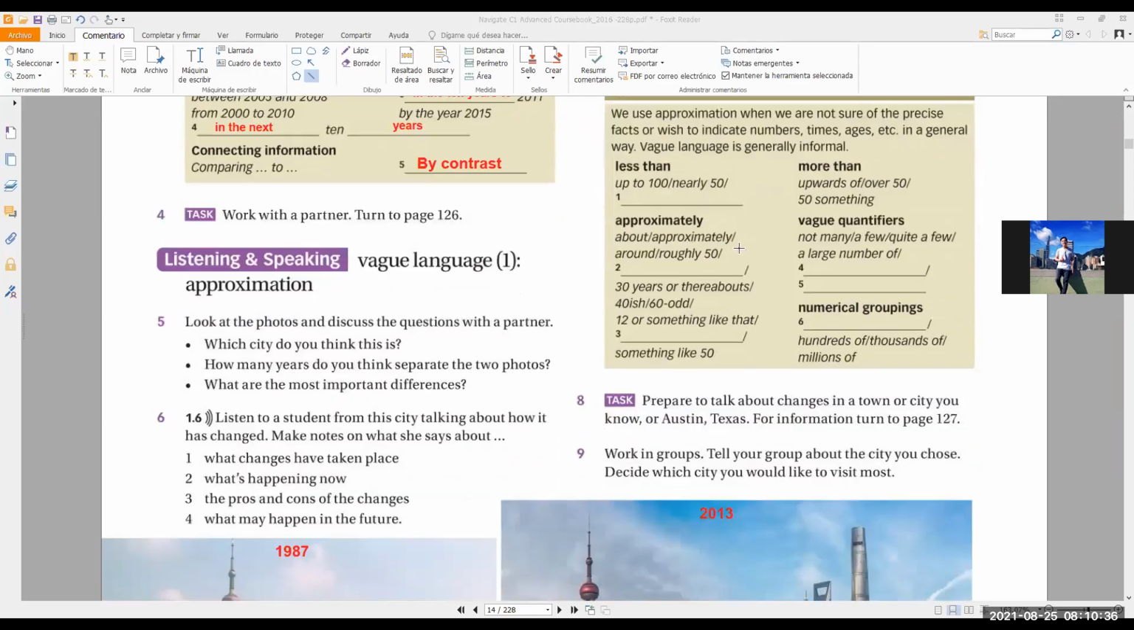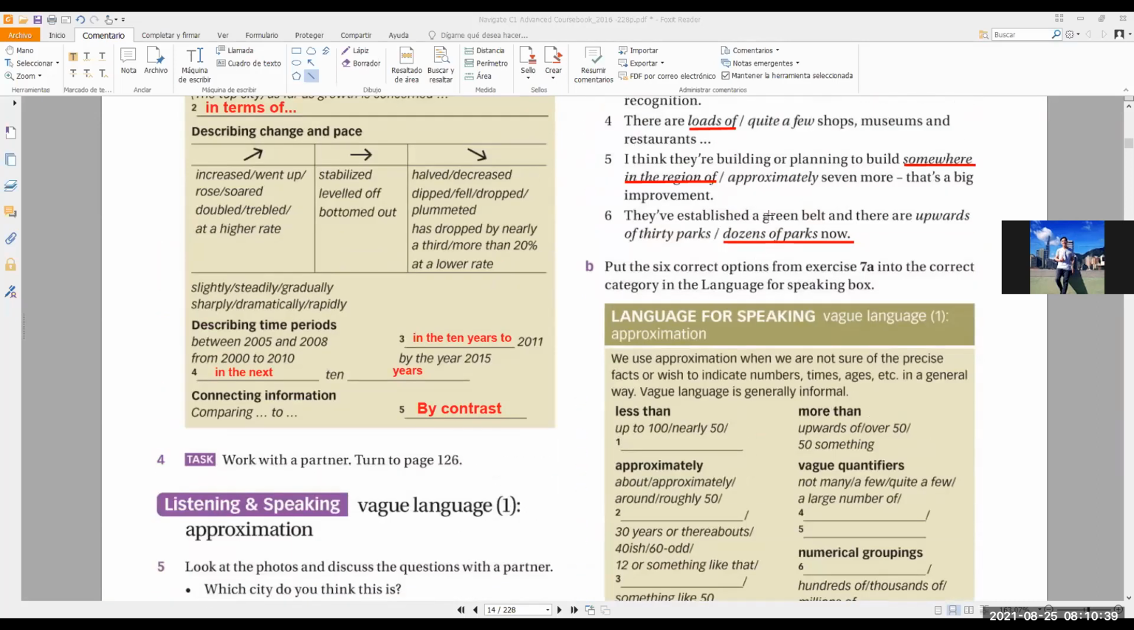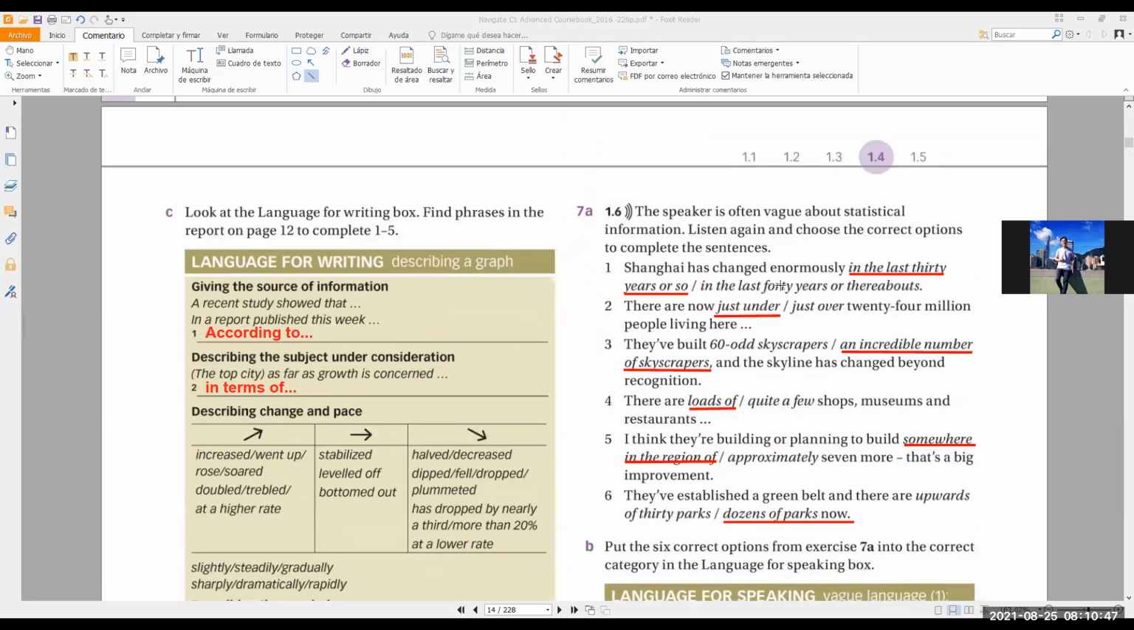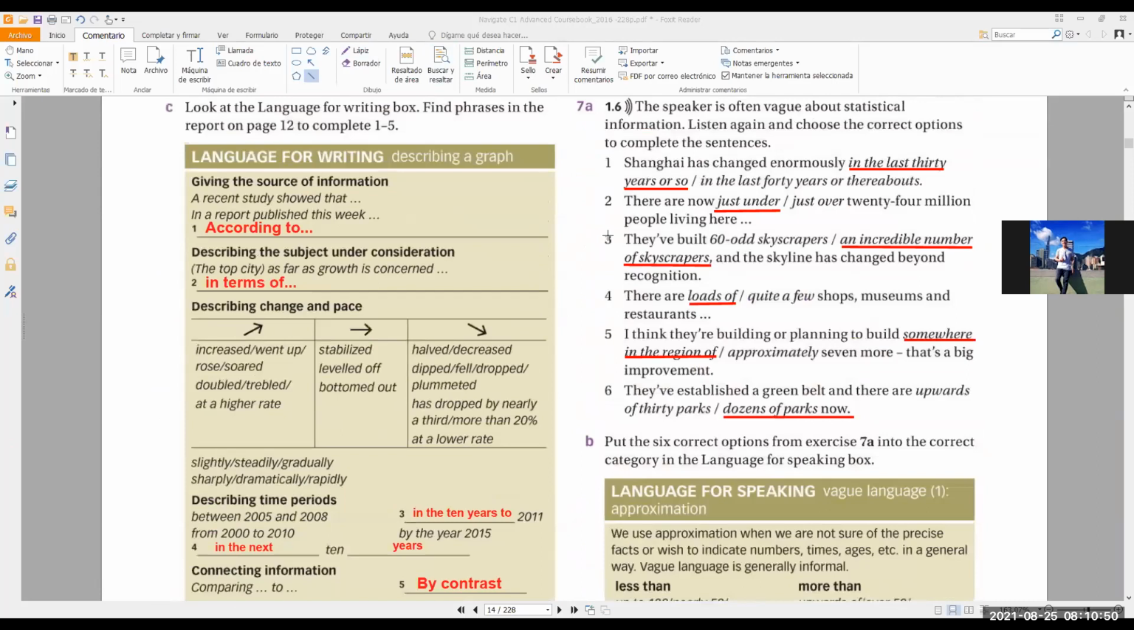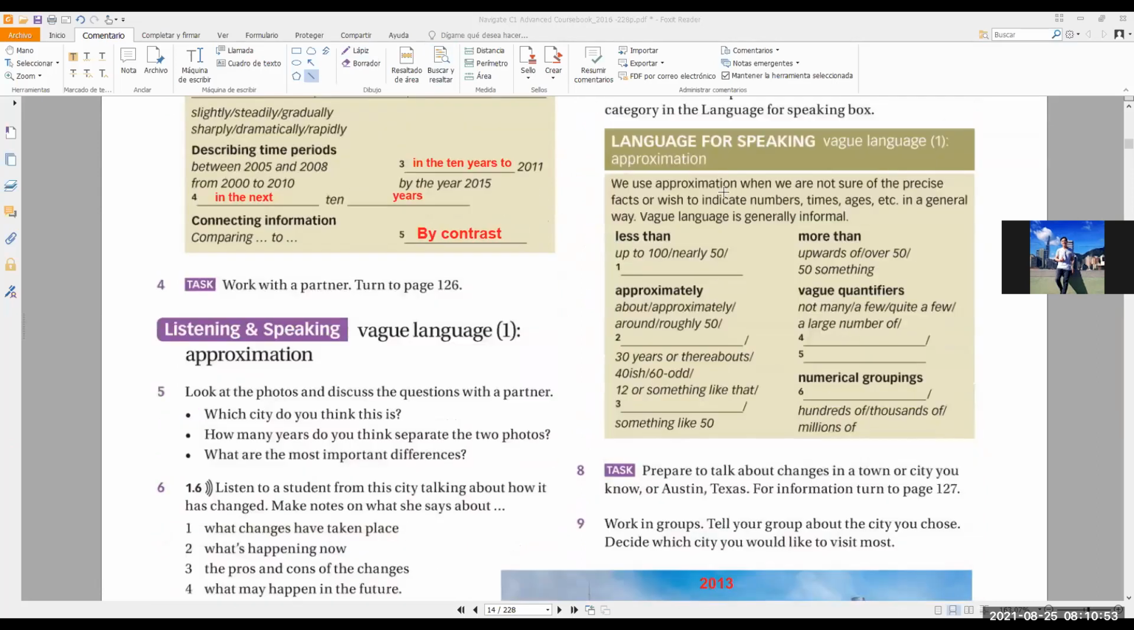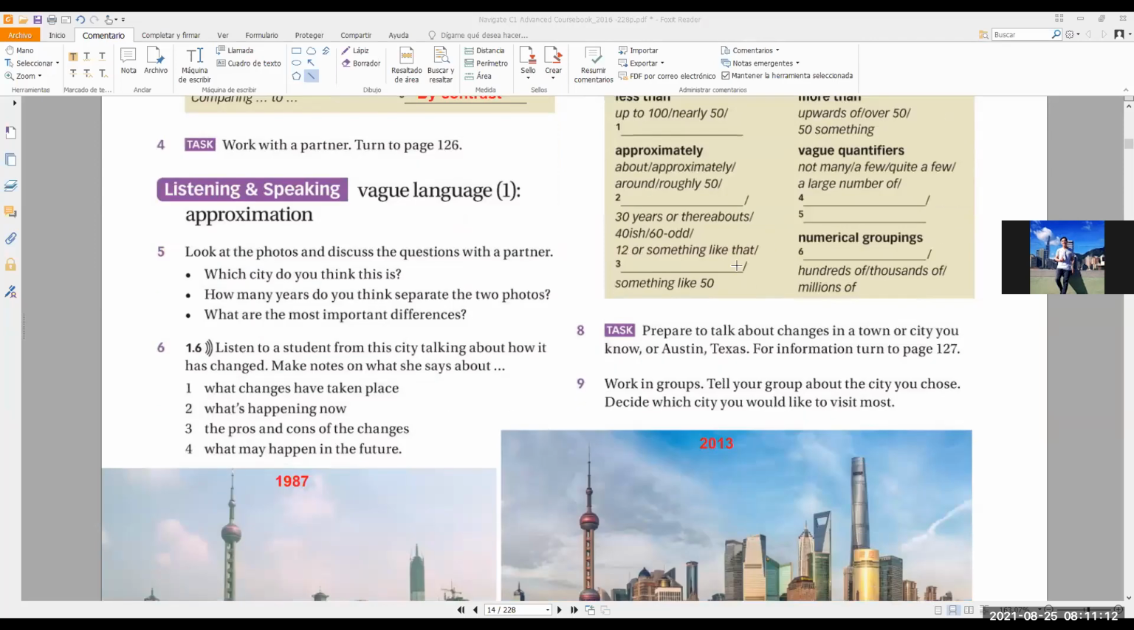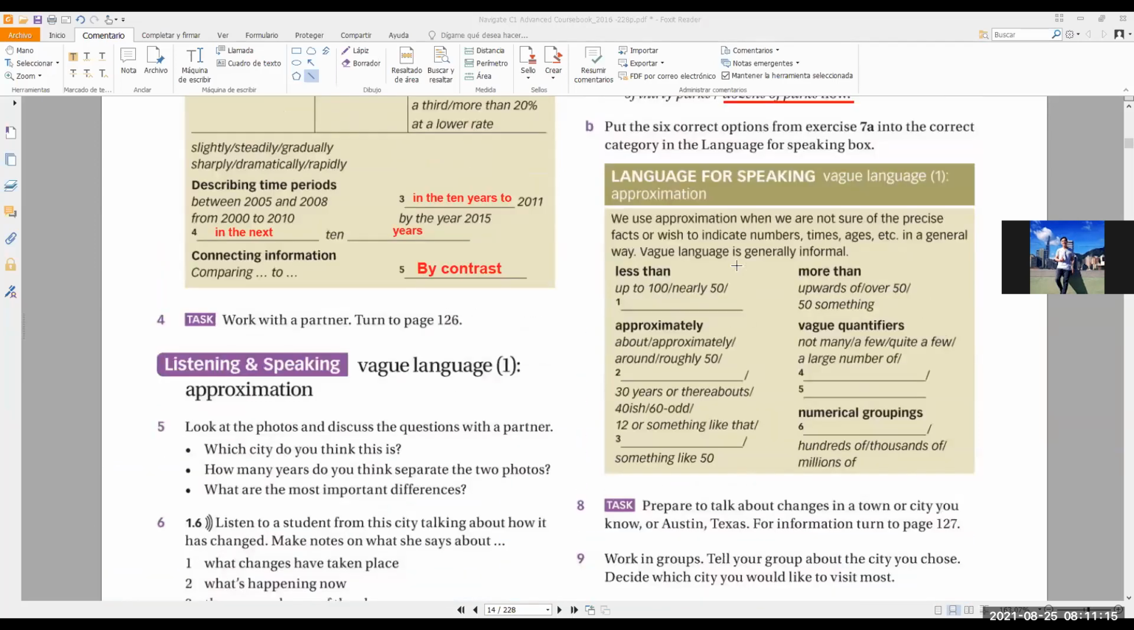So guys, now it's time for you to put everything together. So once again, I'd like you to please go to the breakout rooms. This time I will allow you to choose, and you basically have to classify these expressions from the exercise 7A in the exercise 7B right here in this box. Okay, that is what we gotta do. As you can see, we've got 5 different categories. So expressions to say less than, expressions to say approximately, expressions to say more than, vague quantifiers, and numerical groupings. So that's it.